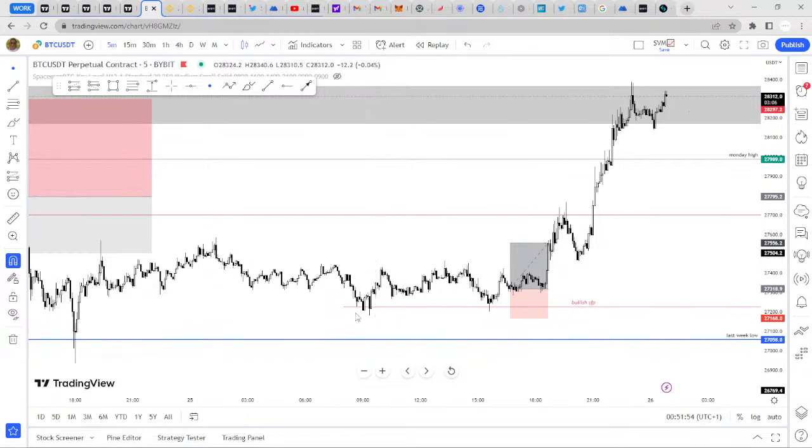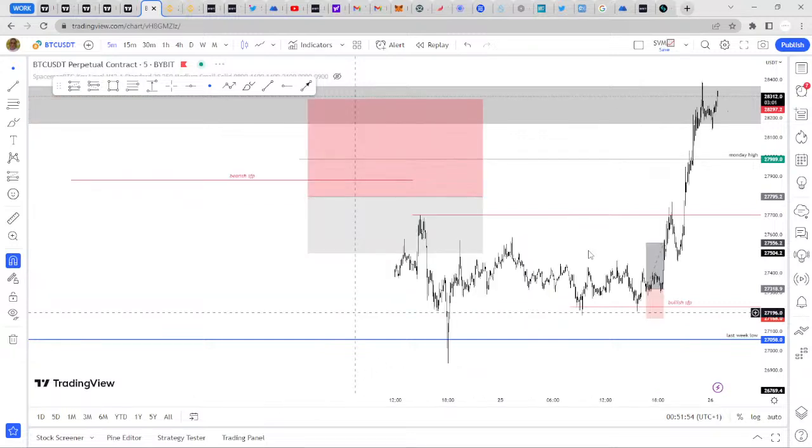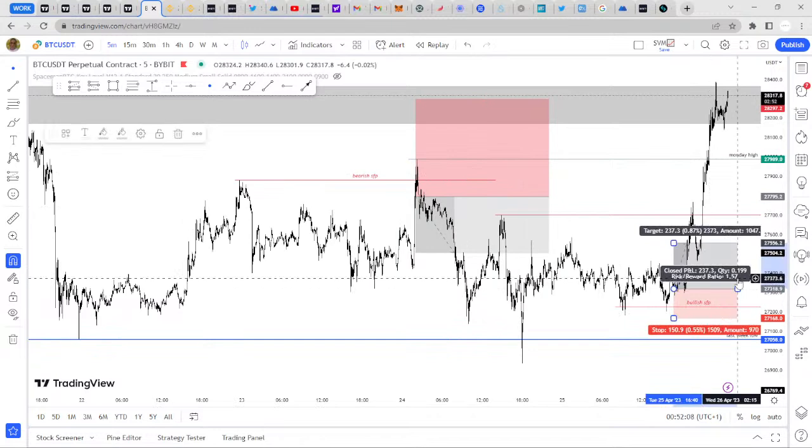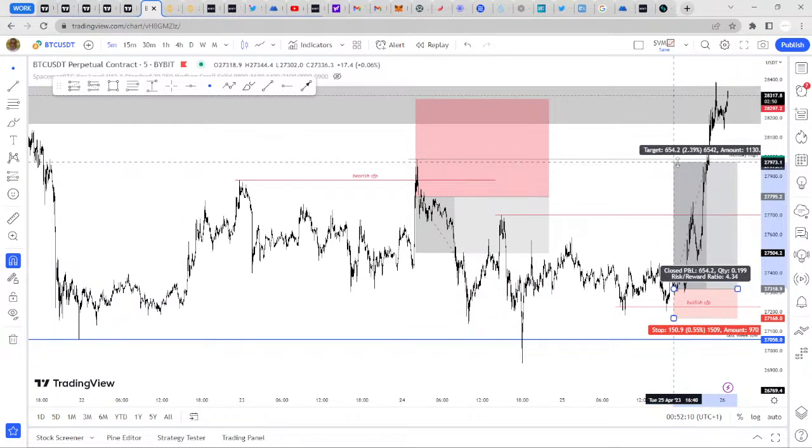Oh shit! What's going on? All right. So targets will be the high. That is Monday high. Monday's high we had. That'll be first target, right? So let me drag my long tool towards that area. That'll be first target. That's one.